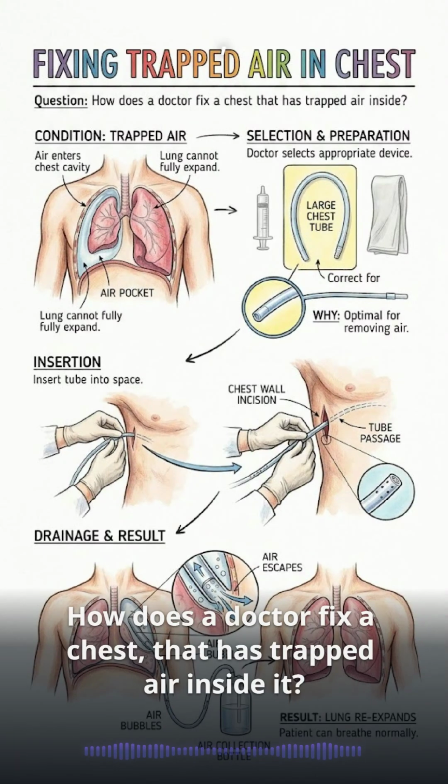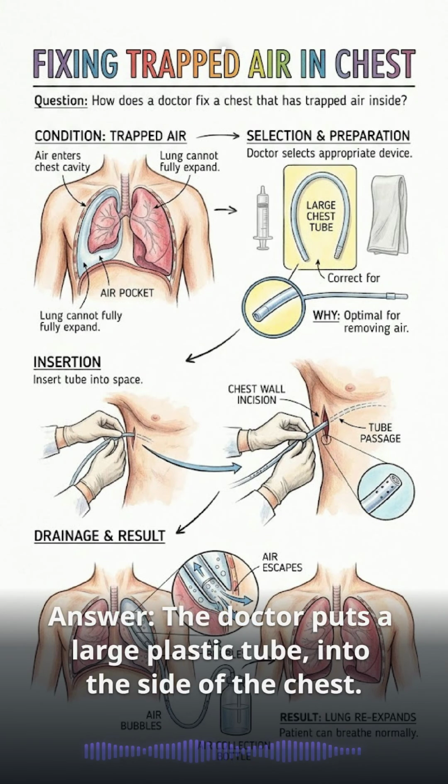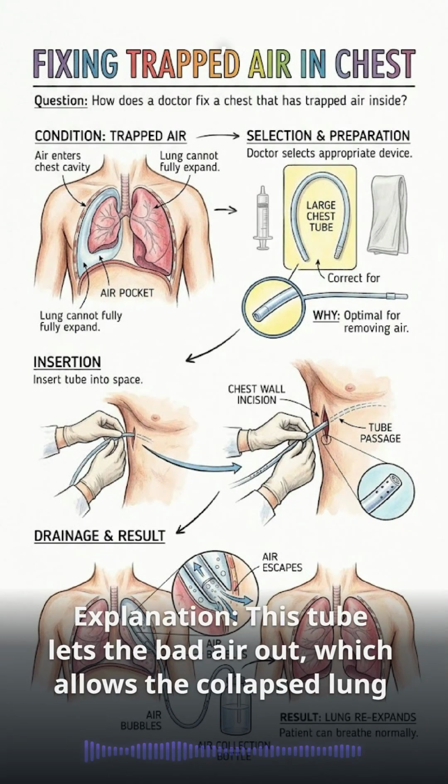61. How does a doctor fix a chest that has trapped air inside it? The doctor puts a large plastic tube into the side of the chest. This tube lets the bad air out, which allows the collapsed lung to open again.